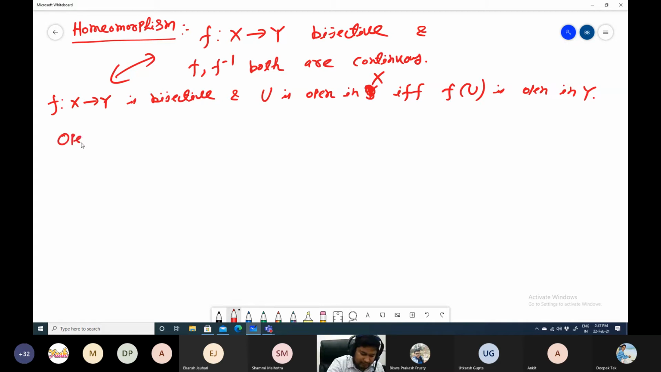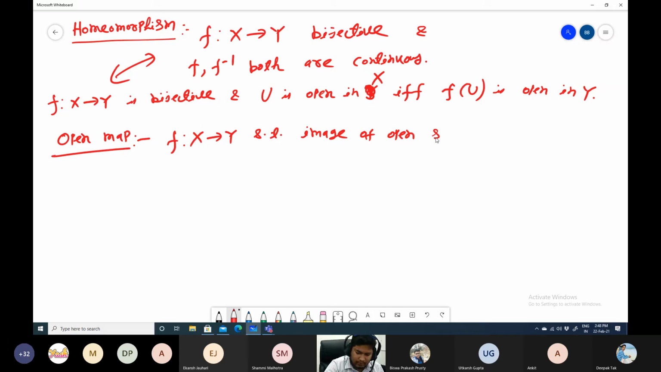Another one is the open map. Open map means F from X to Y such that the image of an open set is open. It is some kind of reverse of the continuous function. I'm not saying that the inverse image of an open set is open; it says that the image of an open set is open. So this is called an open map. It does not require continuity.